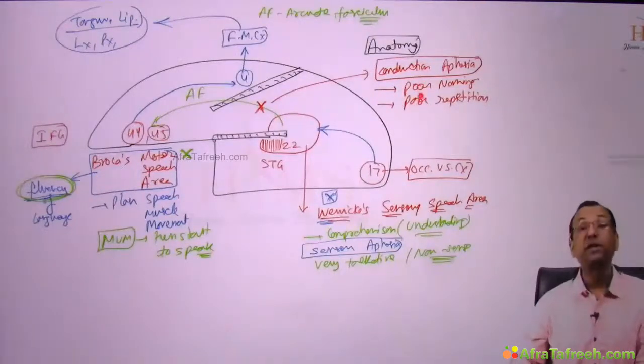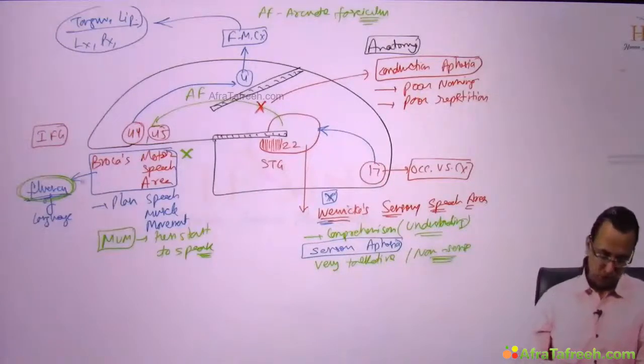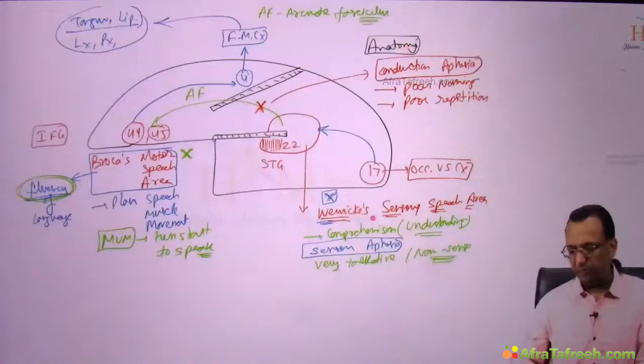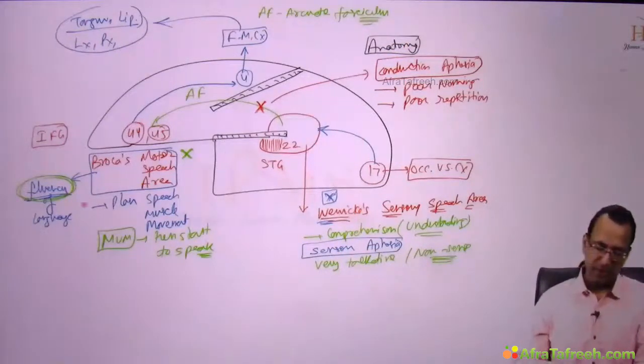But if all three have the same problems, how do I know which one is which? Simple. If there is intact comprehension and intact fluency, then it is conduction aphasia. And if there is compromised comprehension of language and a very talkative patient, then it is Wernicke's aphasia. And what if the patient is less talkative? Then it is Broca's aphasia.